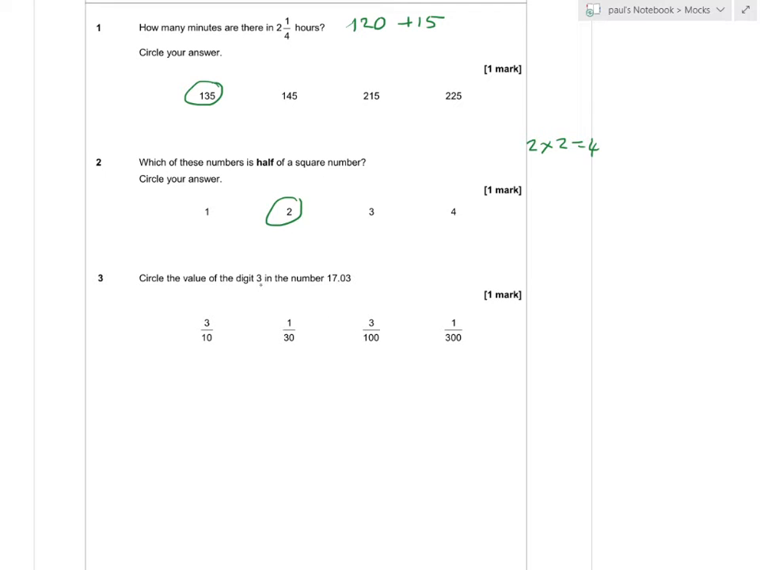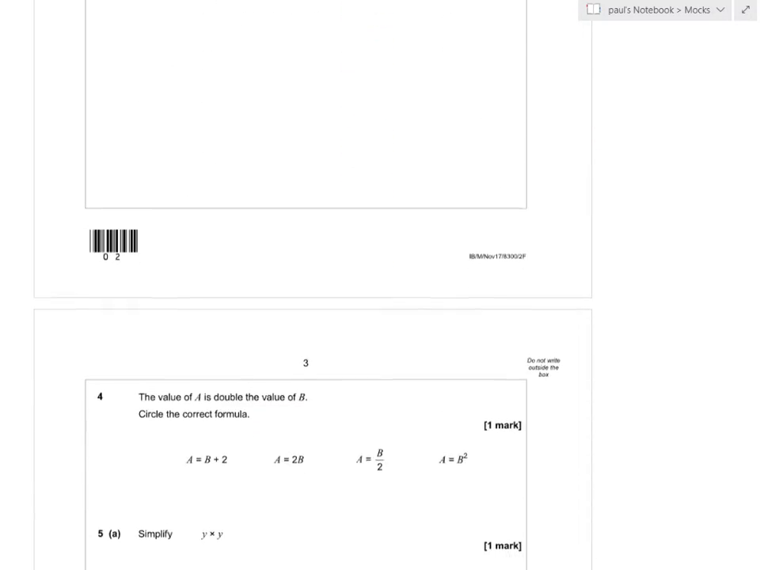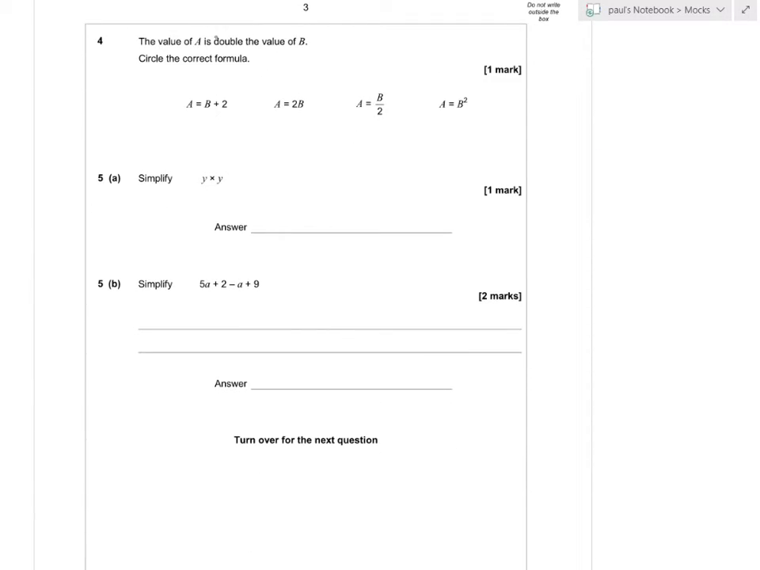Circle the value of the digit 3, which is 3/100ths. Let's go down to the next one, number 4. The value of A is double the value of B. So it's going to be this one, look, 2B equals A. Simplify y times y is just going to be y squared. And simplify this, 5A take away an A leaves 4A. And plus 2 plus 9 is plus 11.